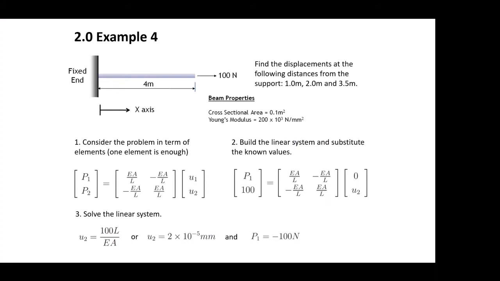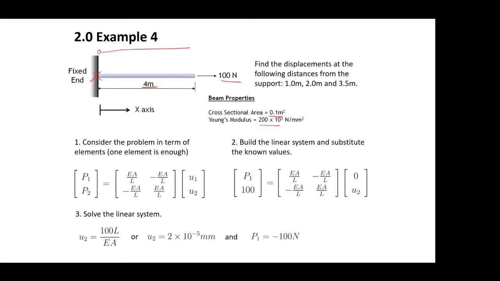All right, so we have a problem. We have a cantilever. The cantilever is fixed at this end, and there will be 100 Newton applied at the free end. The length of the cantilever is 4 meters. The cross section is 0.1. The elasticity modulus is 200,000 Newton over square millimeters. Now, we can solve this problem using one element. One element is enough to solve this problem.